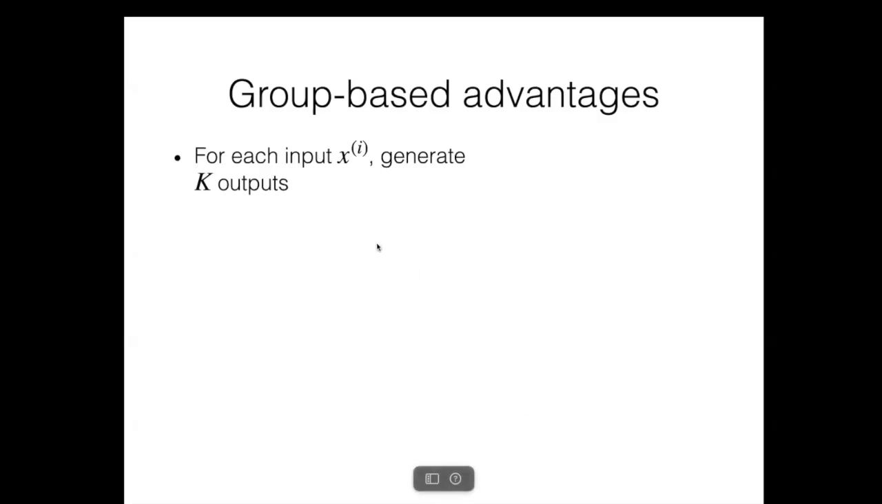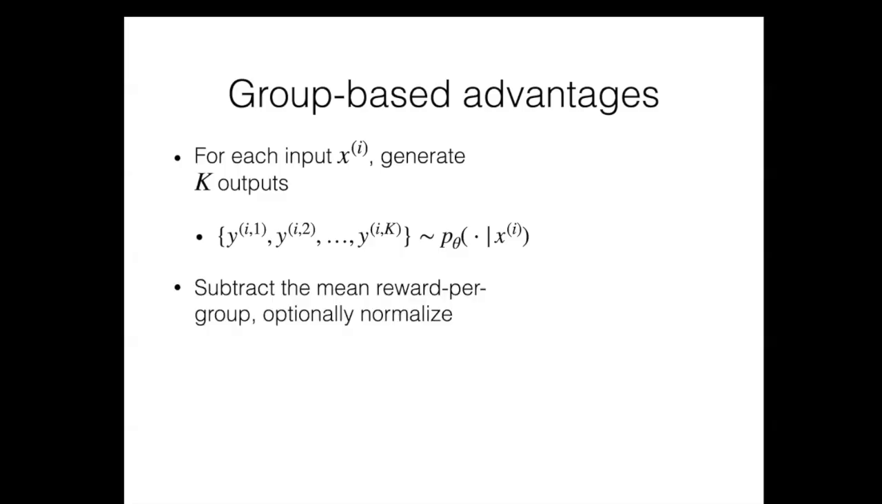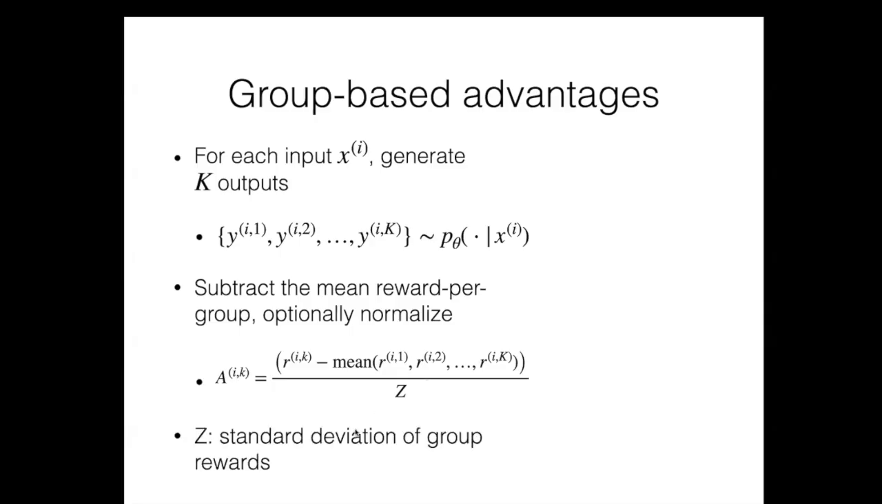So again, for each input, we're going to generate k different outputs. And then here's just giving some notation to those, right? Y1 through YK. And then what we're going to do is come up with these advantages. And again, this advantage is going to be for the whole sequence, because we have this really simple one-step MDP. So what do we do? Well, we take the mean reward from these K outputs. We'll call the K outputs the group. And then we can optionally normalize. So for instance, you can use the standard deviation of the rewards in the group.